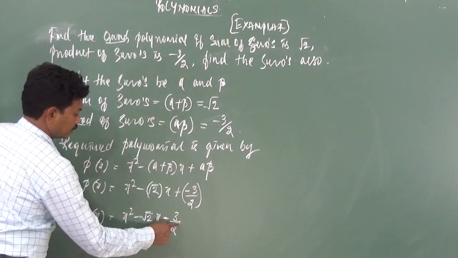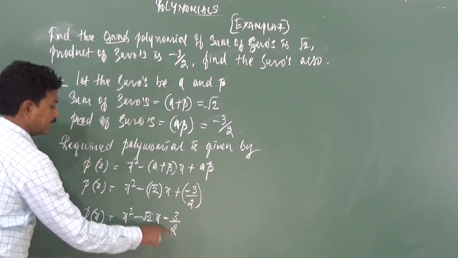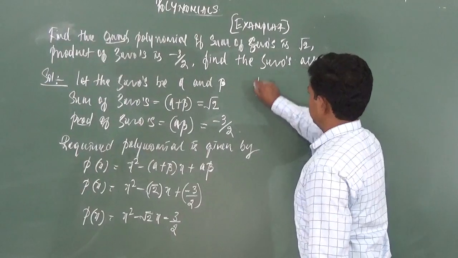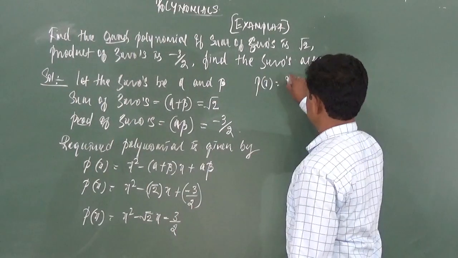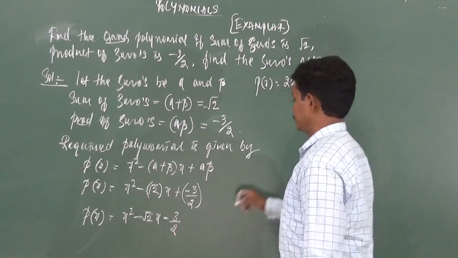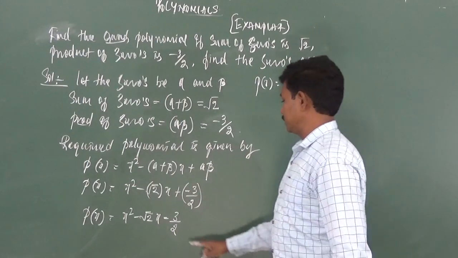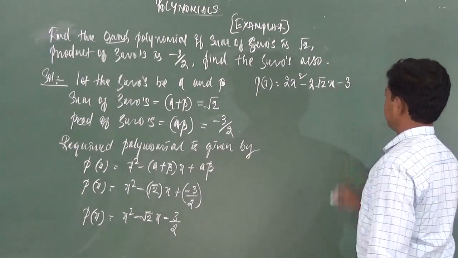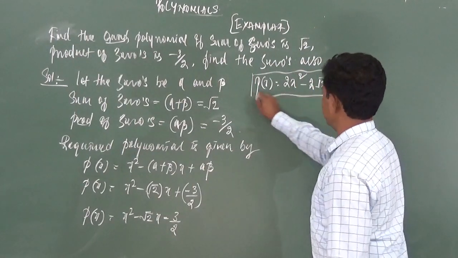Let us take it to the standard form. So the number in the denominator is 2. Let us multiply each and every term in the polynomial by 2. That's very simple. So p of x is equal to 2 into x square is 2x square. 2 into minus root 2x is minus 2 root 2x, and then minus 3 by 2 into 2 is minus 3. So here we have got the required polynomial.